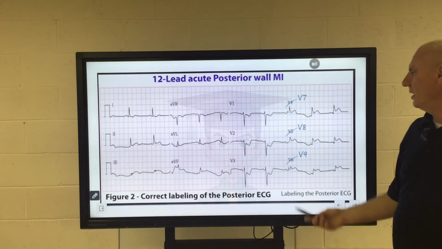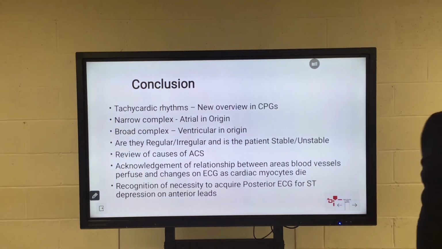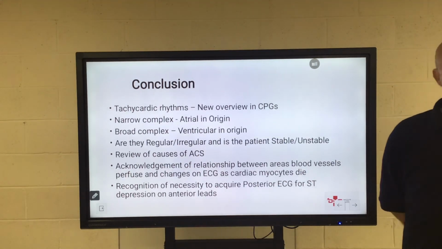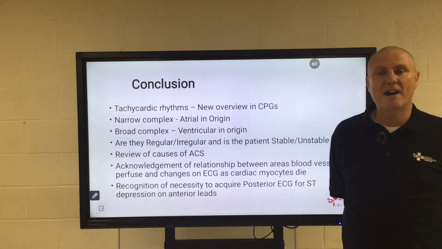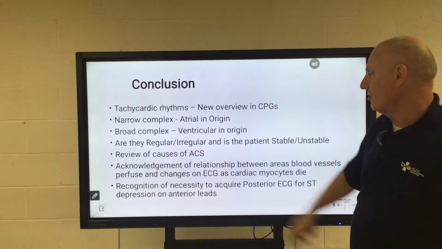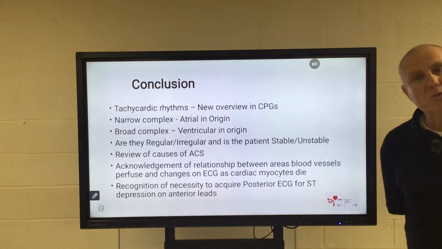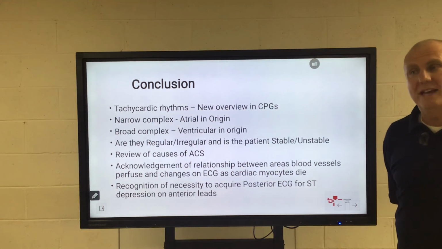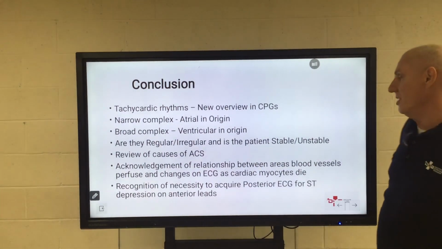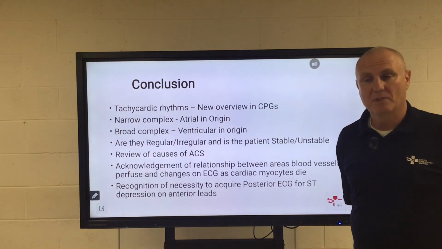Okay. In conclusion, on tachycardic rhythms, there's a new overview in the CPGs which we've had a look at. Narrow and broad complex, narrow being atrial in origin, broad being ventricular. Then we look at whether they are regular or irregular, and whether the patient is stable or unstable. We reviewed the causes of acute coronary syndrome, and we acknowledged the relationship between the areas blood vessels perfuse and changes electrically on ECGs. Recognition of the necessity to record a posterior ECG for ST depression in the absence of elevation in the rest of the strip.